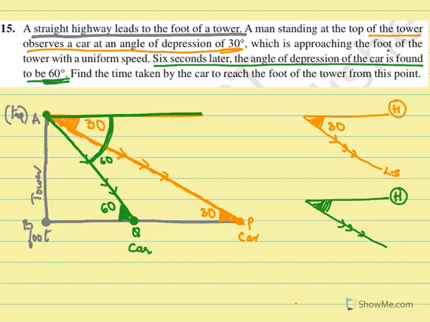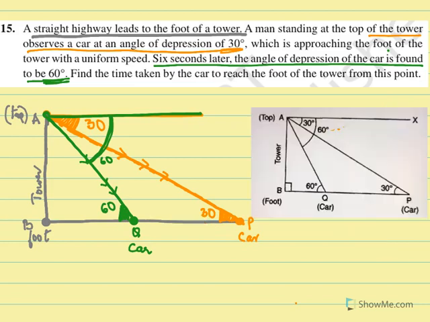The car from P has moved to Q. So here's the figure again. AB was my tower. The car was first at P and then it moved to Q, and the angle of depression changed. First the angle of depression was 30. Remember, this was horizontal with the line of sight. So this was 30, hence this also became 30, alternate angles.